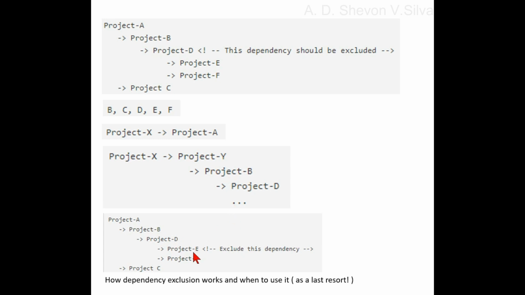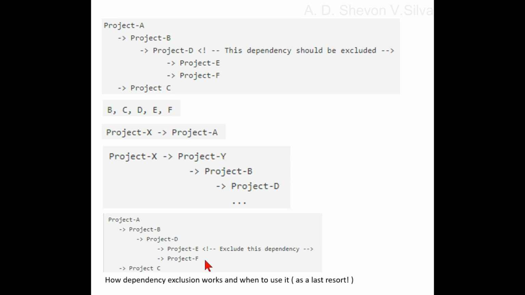Another scenario: suppose the dependency you don't want is project E instead of project D. How do you exclude it? See the diagram here. Exclusions apply to the entire dependency graph below the point where they are declared.